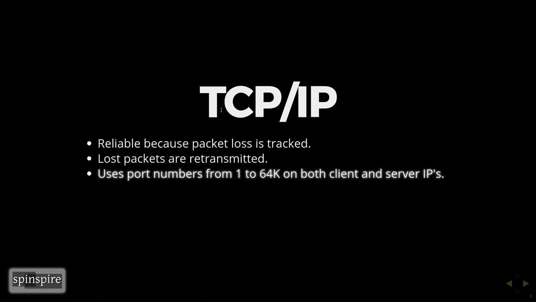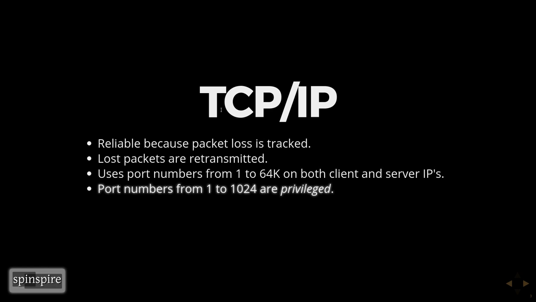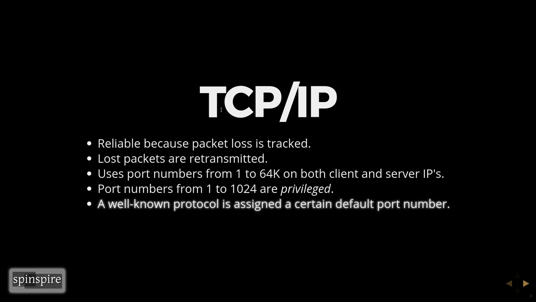the IP address. The source has an IP address, the sender, and the receiver has an IP address. But in addition, they also have port numbers. These port numbers range from 1 to 64K. When I say 64K, I hope you understand 1K is 1024. So 64 times 1024. And then port numbers from 1 to 1024 are considered special ports. They are privileged ports because these ports are used by well-known protocols. And so these are the default ports assigned to well-known protocols. And we'll see what well-known protocols very quickly.